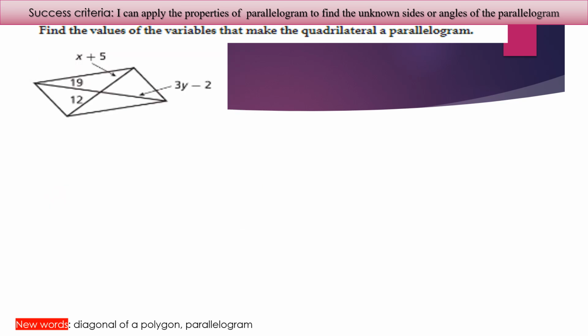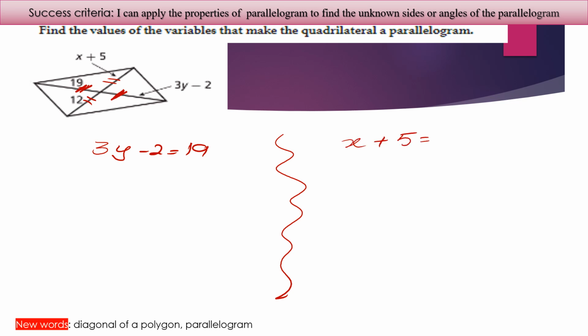Next, they are saying that I have to find out the opposite variables. Now here they are the diagonals. So remember that if you are talking about the diagonal of the parallelogram, this part is equal to this part, which means 3y minus 2 is equal to 19. Similarly, the other here and here, these two parts are equal to each other, which means x plus 5 equals to 12.